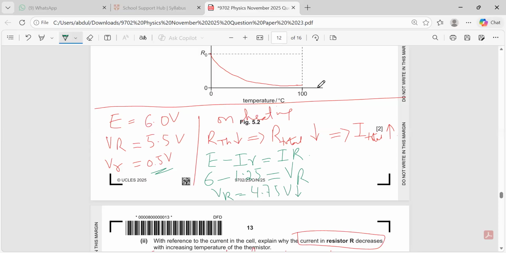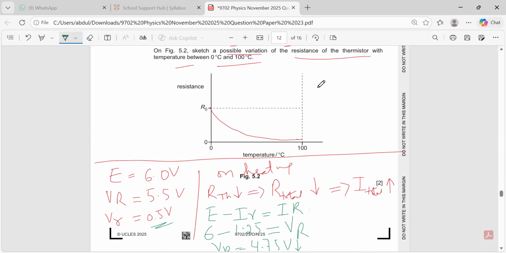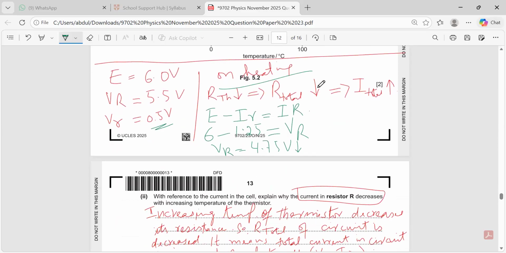So if V R is decreased, it means the current across this resistor decreases. The resistance of this resistor is constant; it did not change. V R basically is equal to I R. The current is decreased because the resistance is staying the same. So something like this, these numerical data will also help you to understand this concept.